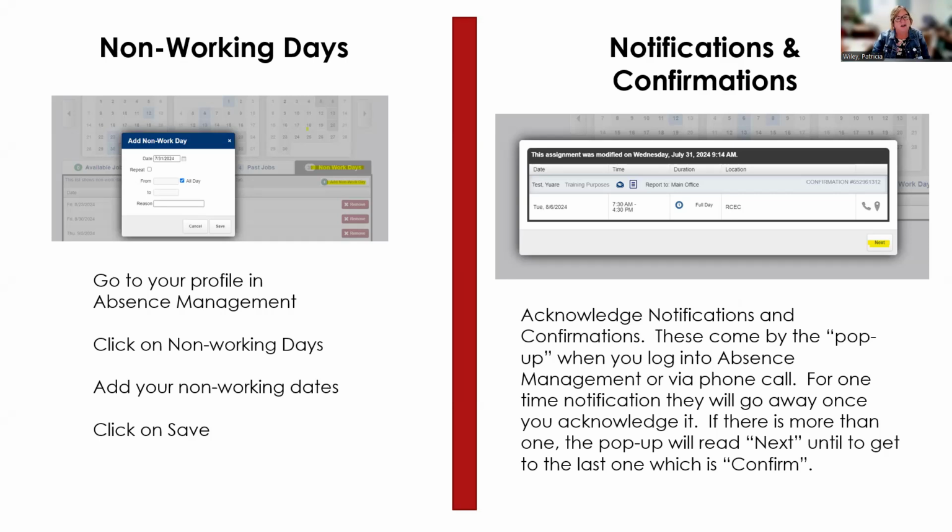When absence management is trying to communicate something to you, when you log into absence management, you will have a pop-up screen that will block your view of your calendar and accepting jobs. Please take a moment to actually read those notifications and then click next if there are multiple notifications until you get to the last screen, which will have confirm. Absence management will also call you via the telephone when these notifications need a confirmation. So either confirm on the telephone when you receive that call, or when you log in to absence management, confirm on the screen.